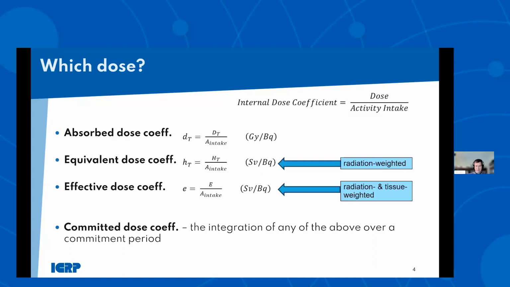And an internal dose coefficient can be computed for any of these quantities. An absorbed dose coefficient would be expressed in gray per becquerel. The radiation weighted equivalent dose coefficient is in sieverts per becquerel, as is the tissue and radiation weighted effective dose coefficient. Finally, even for an acute intake, internal dose is delivered over a chronic period of time, which could potentially extend throughout an individual's lifetime. So we integrate the dose rate over a commitment period to arrive at a committed dose.